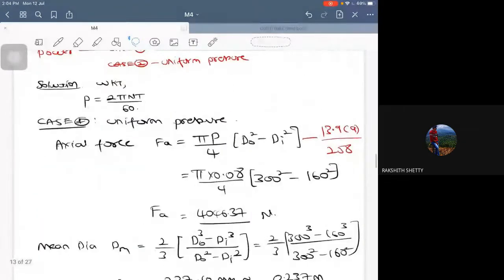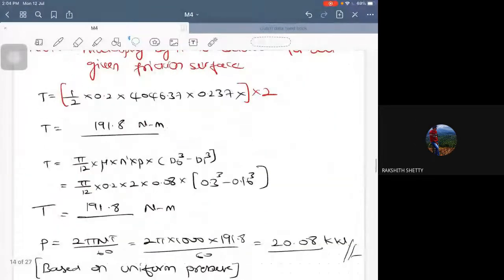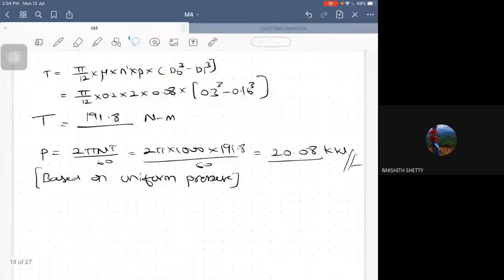Okay. So we have ended up calculating the power by using uniform pressure theory. Now I shall start with uniform wear theory. Okay. Now it is uniform wear theory.